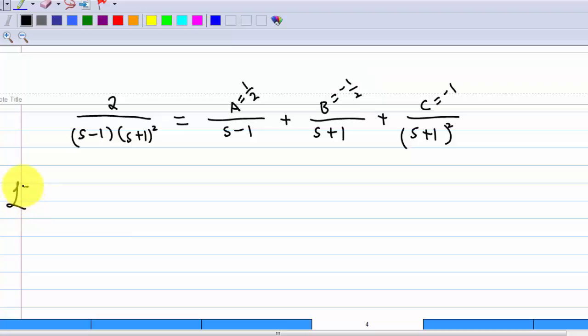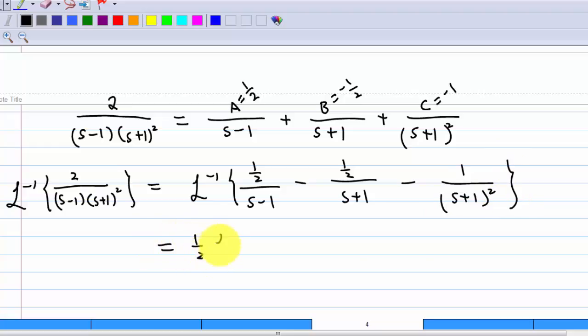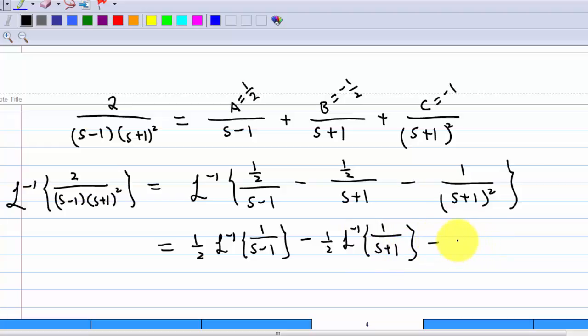And the inverse Laplace transform of 2 over (s minus 1)(s plus 1) squared is equal to the inverse Laplace transform of half over s minus 1, minus half over s plus 1, minus 1 over (s plus 1) squared, which you can split up into 3 terms: half inverse Laplace transform of 1 over s minus 1, minus half inverse Laplace transform of 1 over s plus 1, and minus inverse Laplace transform of 1 over (s plus 1) squared.